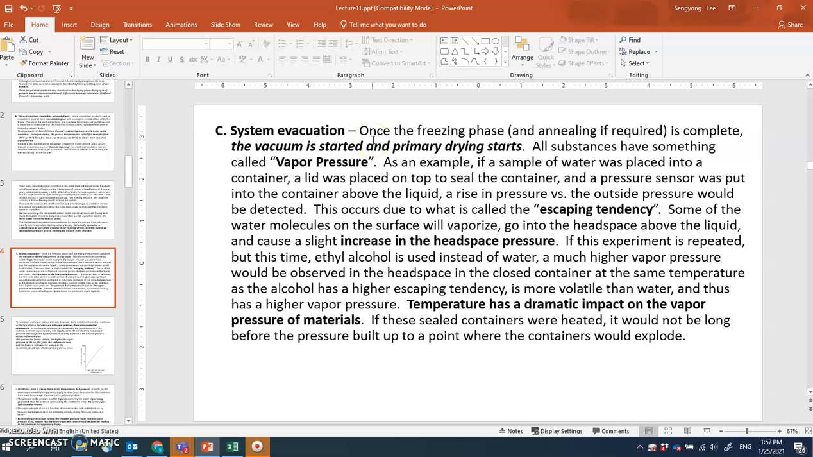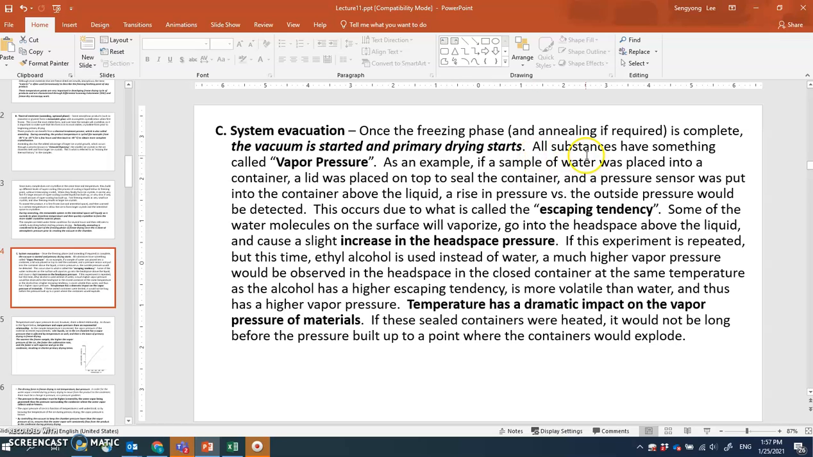Okay, once the freezing phase and annealing phase are complete, the vacuum is started and the primary drying stage begins. So the vacuum is pulled under the frozen state. That's what it means. The core temperature is not changed, okay, but the vacuum is slowly pulled. So slow vacuum pulling will start.